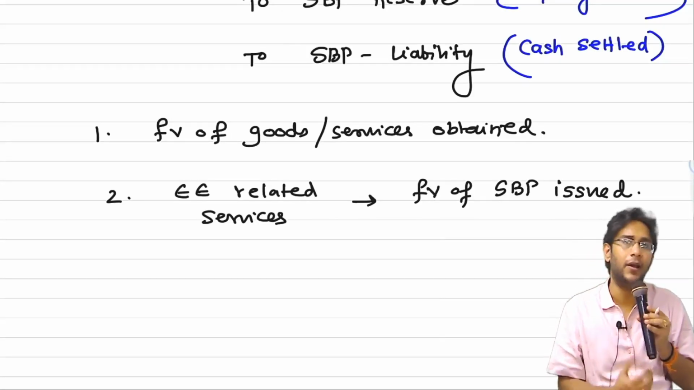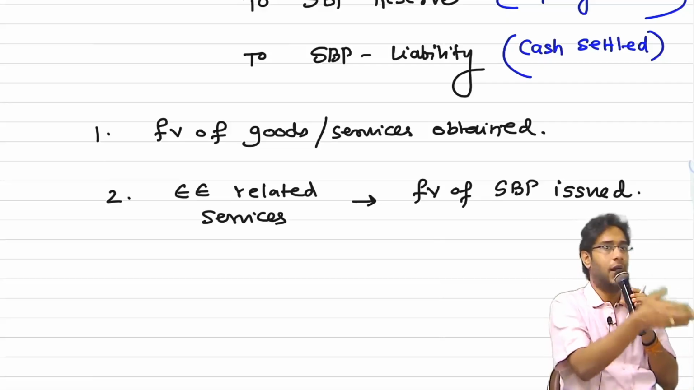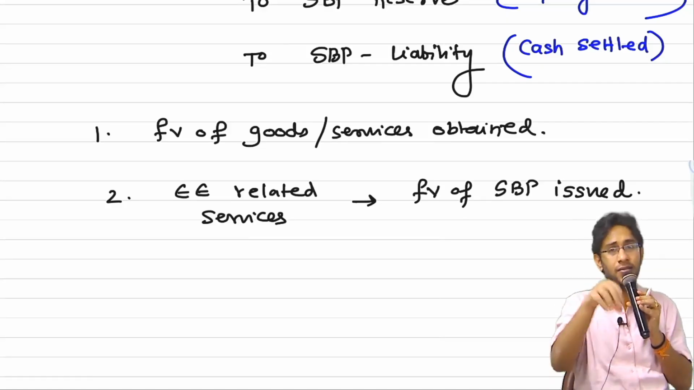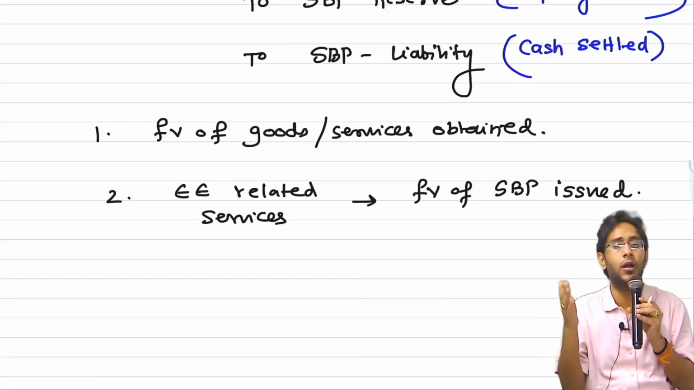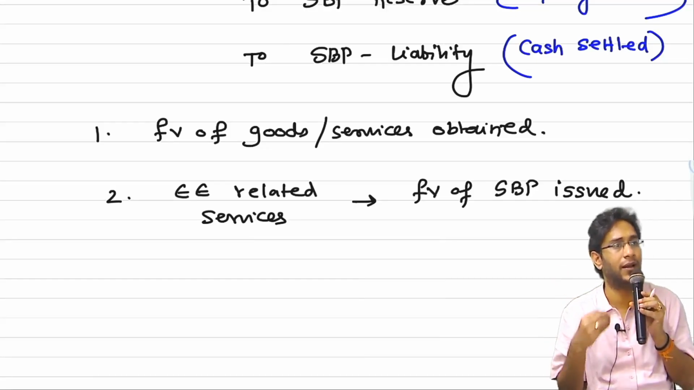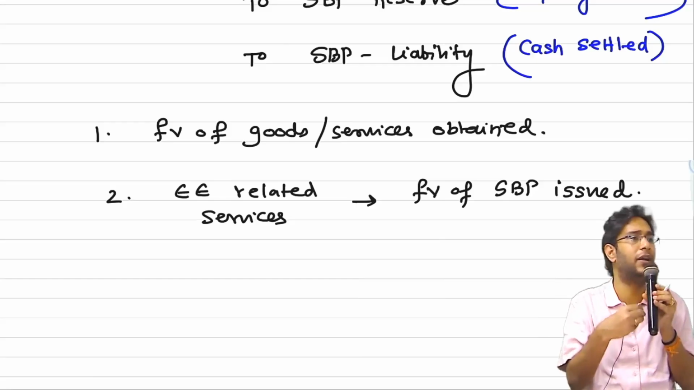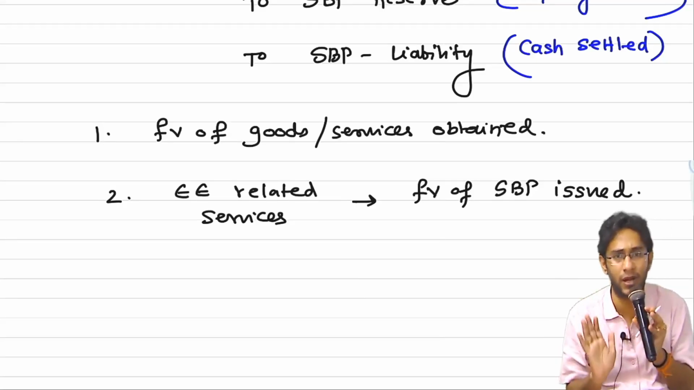Sir, in a typical ESOP, you understand there is a grant date, there is a vesting period, there are some vesting conditions, and once that vesting period is over, if all the conditions are fulfilled, then the employee will get a right to buy the shares at a predetermined exercise price. This much of ESOPs everybody understands now.